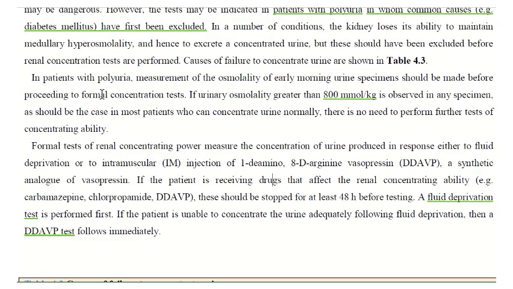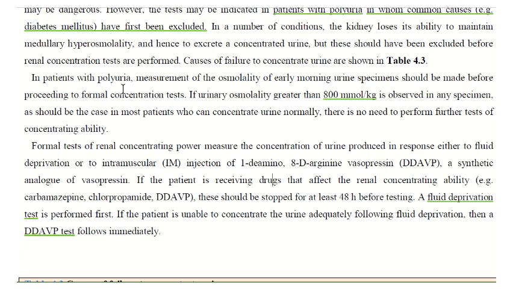In patients with polyuria, measurements of the osmolality of early morning urine specimens should be made before proceeding to formal concentration tests. If urinary osmolality greater than 800 millimole per kg is observed in any specimen, as should be the case in most patients who can concentrate urine normally, there is no need to perform further test of concentrating ability.